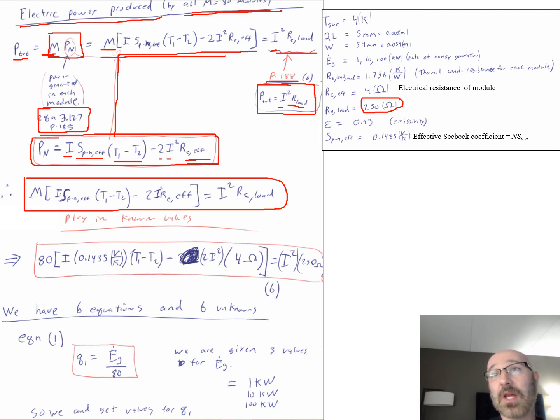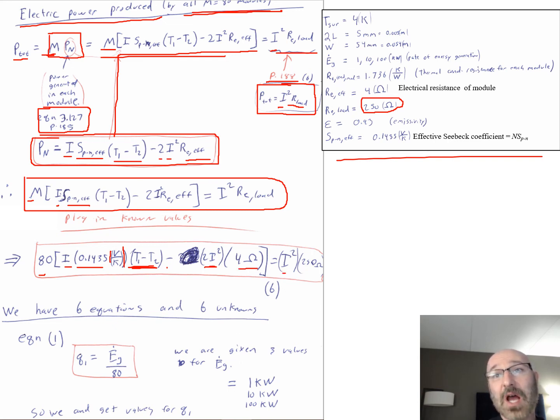And when we have that, now we can start plugging in our known values. So we go back over here, which we have here is all of our given information from our setup page right there. Our known values are M is equal to 80. This is I comes down here. We don't know that yet. Then we have here our effective Seebeck coefficient. We have that value for that of 0.1435 in units of volts per Kelvin right there, times our temperature difference of T1 minus T2, minus 2 times our I squared, which we still don't know our I value yet there, times our RE effective right there, electrical resistance of the module, which is 4 ohms.